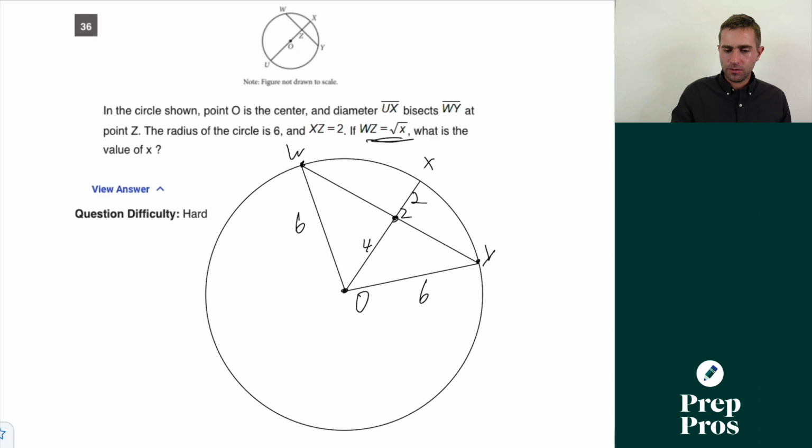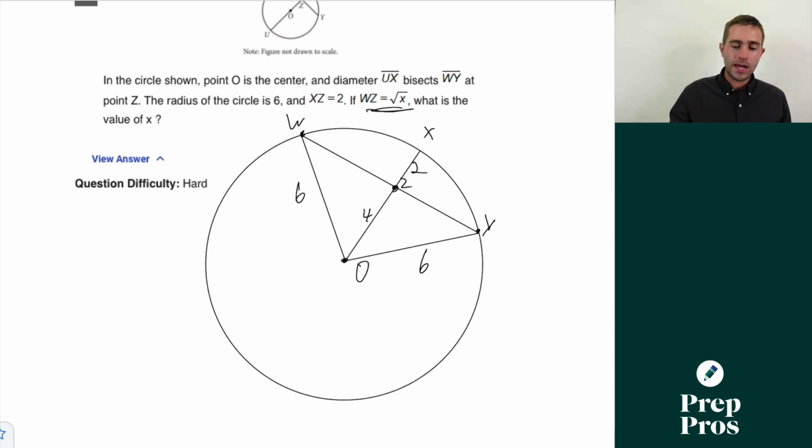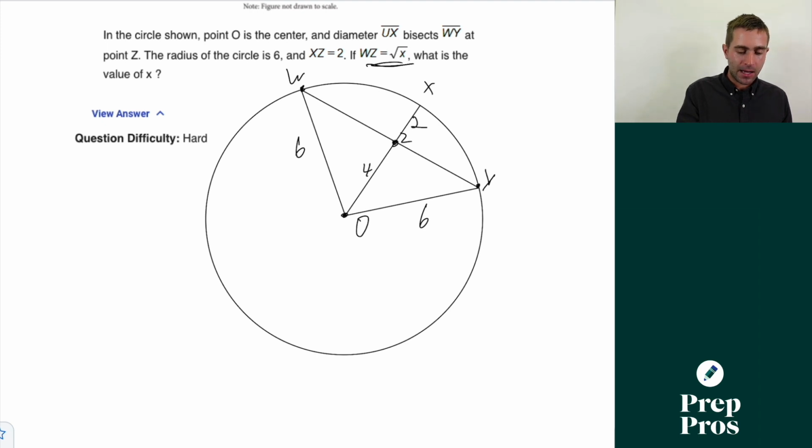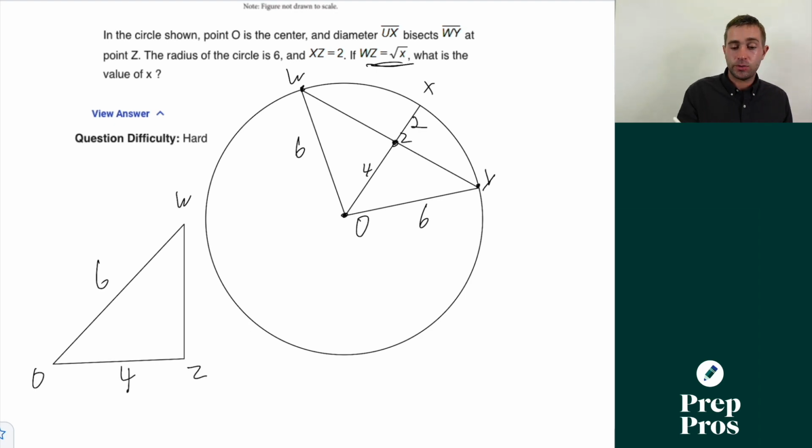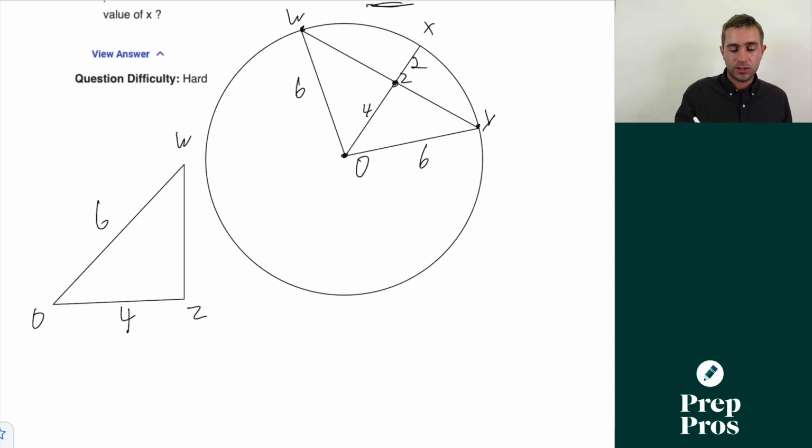So if I'm looking for WZ is root x, what is the value of x? Well, all I actually have here now, and I can draw it back out, is I'm simply solving for the length of a triangle. So I can also just draw this out. It doesn't have to be to scale. It's just letting me see what's happening. Well, this is going to be 6. So we could say that this is O, this is W, this is Z. We know that this is 4. So we're just solving for WZ, and we'll say this is x is what we're solving for here.